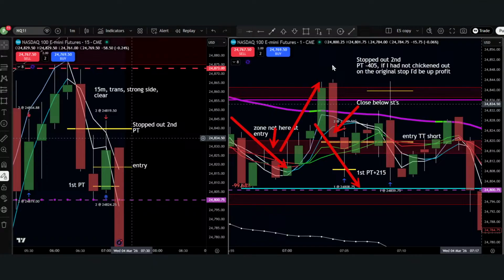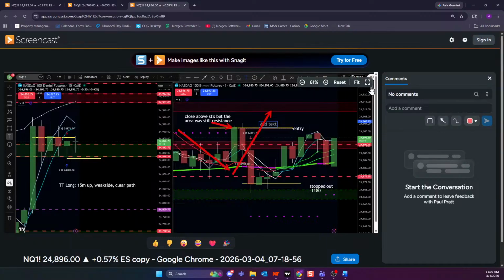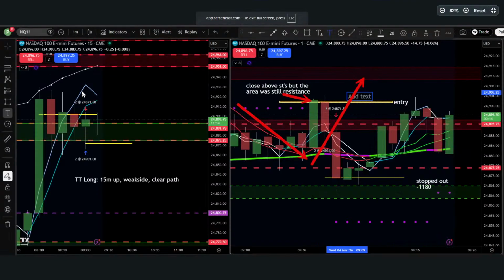Guys, where the market shouldn't go. Look at that. Where the market shouldn't go. Cost Paul $400. Triggers up, weak side, pull back to the area, close above, still resistance, not a long trade. And then you did it anyway. And it just craters all the way down, Paul. Stopped out for a big honking loss.